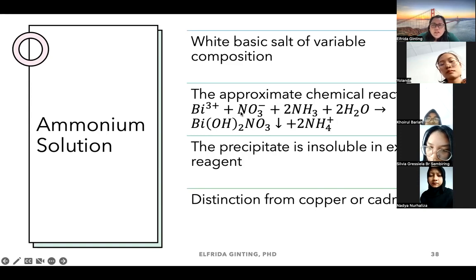Now, what happens if we react the bismuth tetravalent with ammonium solution? It will form a precipitate again. The precipitate is what we call bismuth hydroxide nitrate, and this precipitate will be insoluble in excess reagent. So later you can see this reaction will make you able to differentiate bismuth from copper or cadmium.